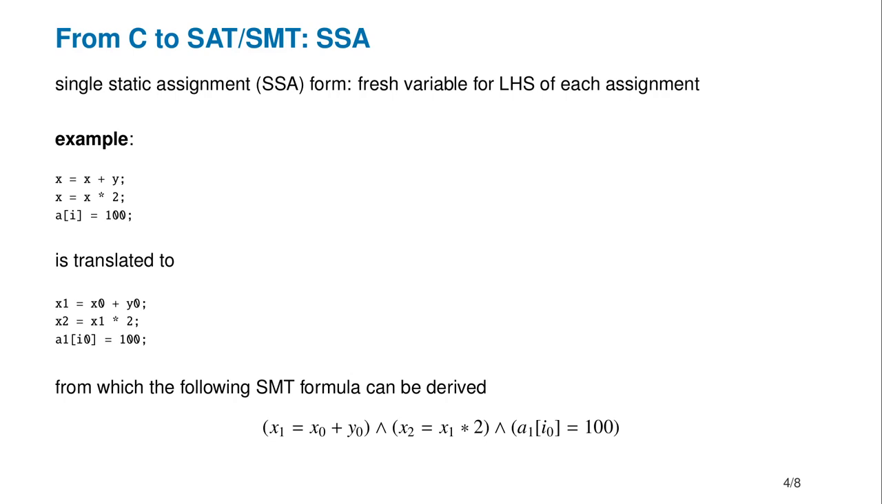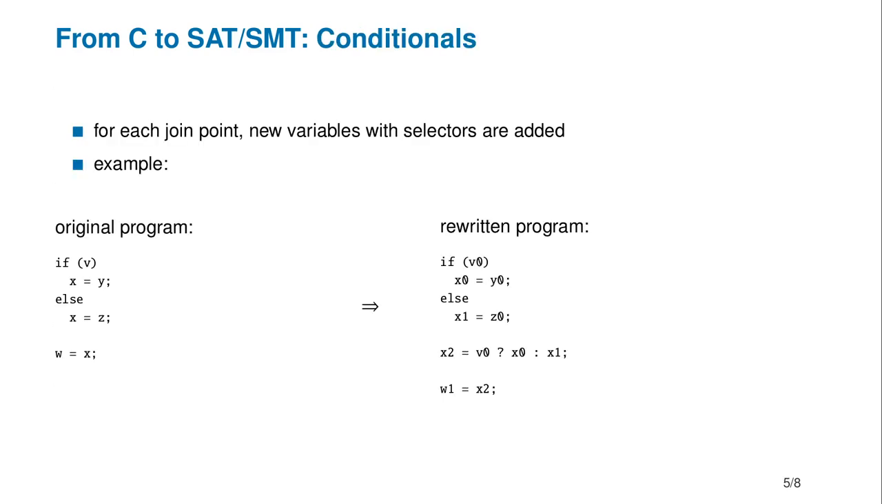We say that x1 has the same value as x0 plus y0. And with SMT, we now have interpreted function symbols, and this plus here stands for the arithmetical plus. And this is something that we could not do with SAT, but which is a feature provided by SMT. And again, here we have some theory of integers most likely and arrays.